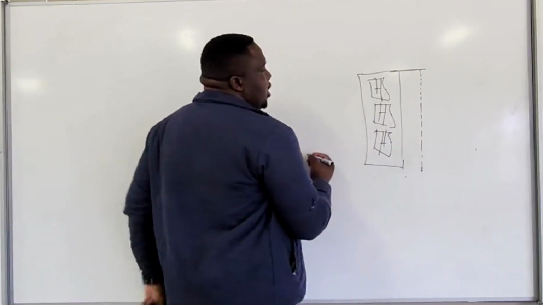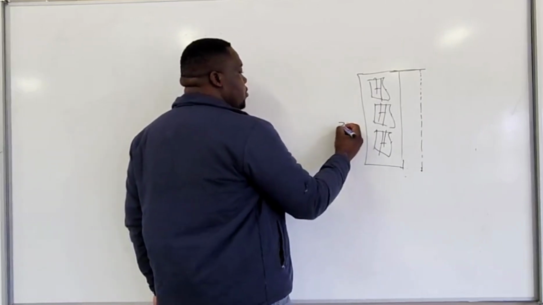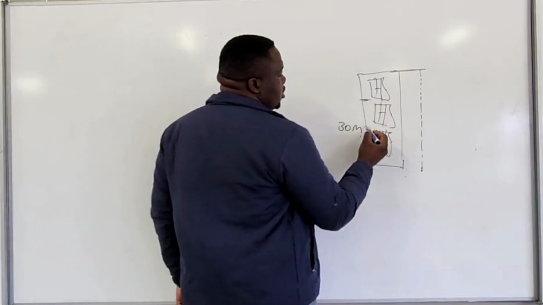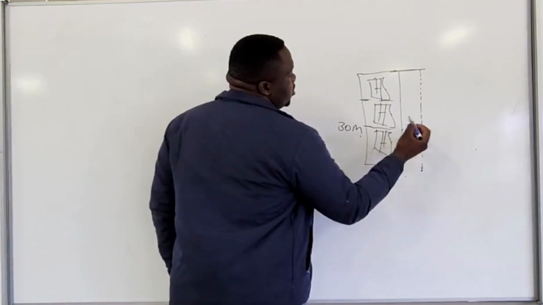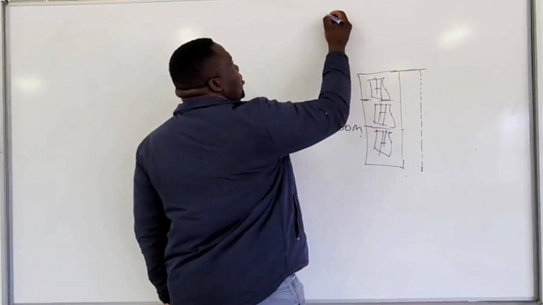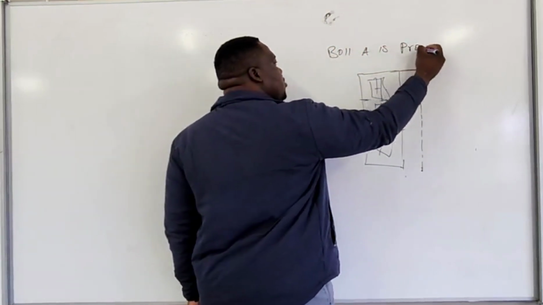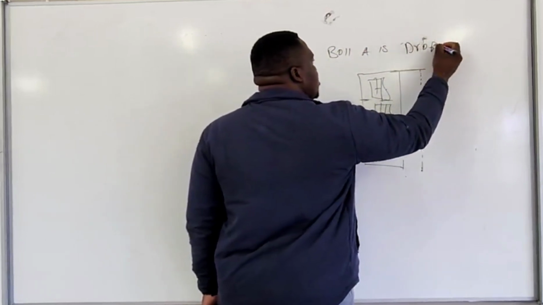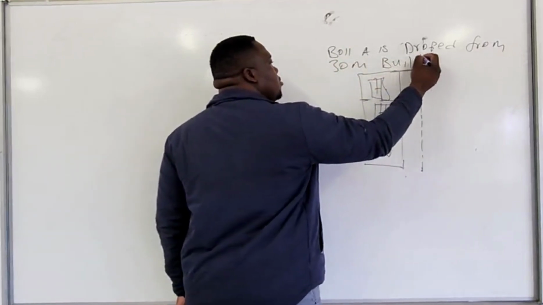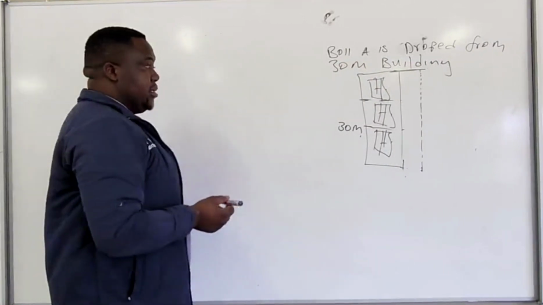The length of the building is 30 meters. This building is 30 meters. It's a triple story. Then the ball, let me say ball A, is dropped from the 30 meter building. Ball A is dropped from a 30 meter building.